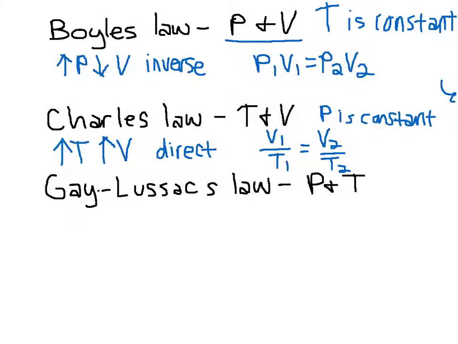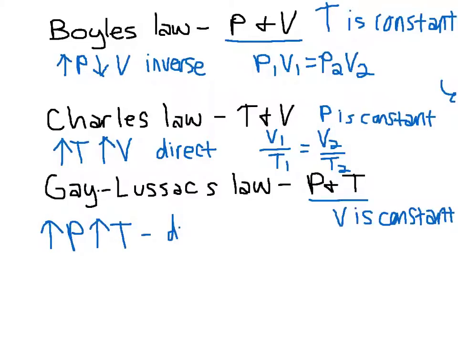And our third gas law that we talked about so far is Gay-Lussac's law, and that relates pressure and temperature. When pressure and temperature are looked at, then it's assumed that volume is constant. Pressure and temperature also have a direct relationship, so that means if pressure increases, temperature increases, and vice versa. And so its equation looks very similar to Charles' Law, except instead of having volume on the top, we have pressure on the top. So P1 over T1 equals P2 over T2.